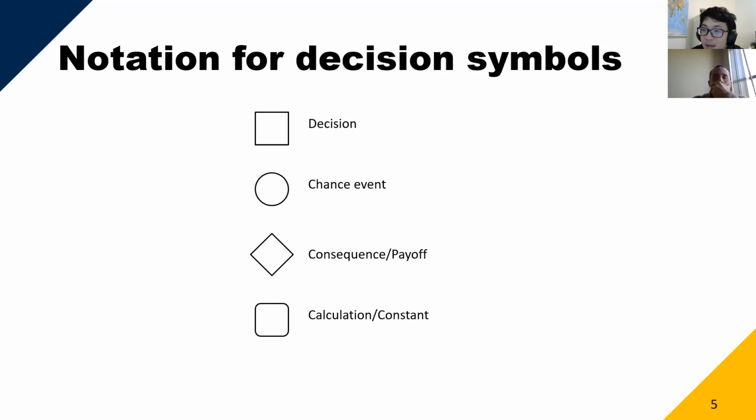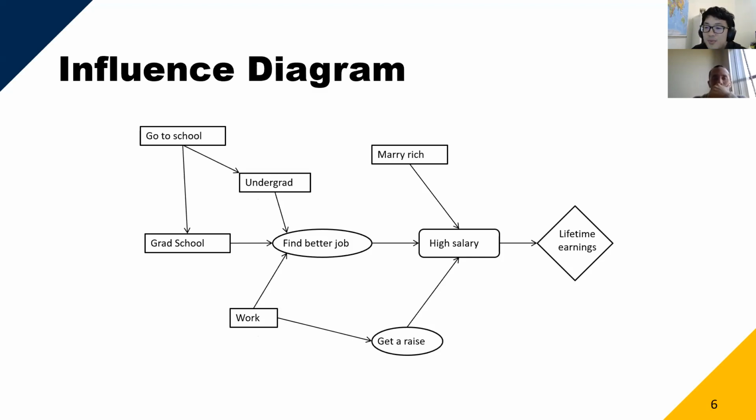So we can think about that previous example and how that might get structured in an influence diagram. The way this works is that it can show direct outcome results from any decision or chance node. In this case, going to school, undergrad, grad school, or work, all lead to finding a better job, which can lead to chance outcomes of higher salaries. And that ultimately leads to your final calculation for lifetime earnings. So still relatively straightforward.